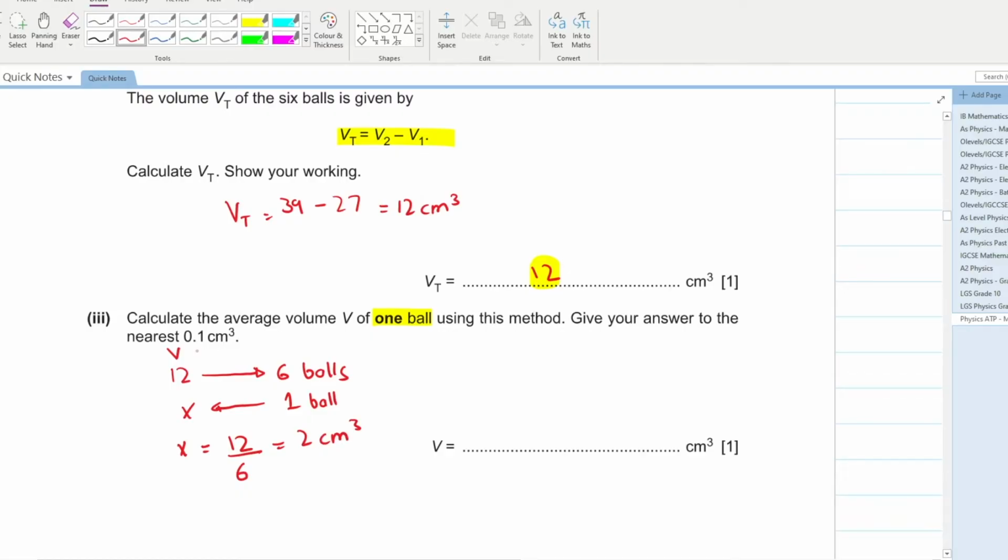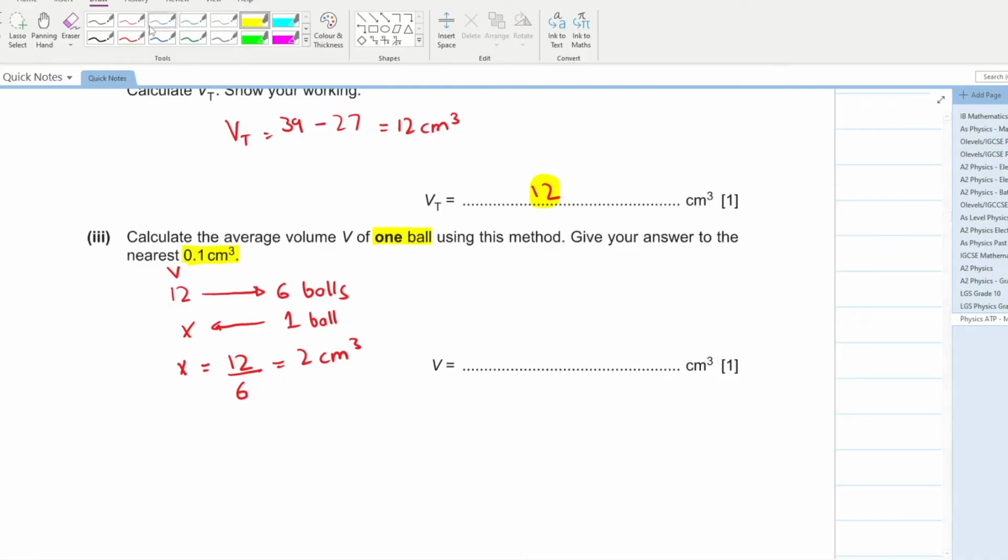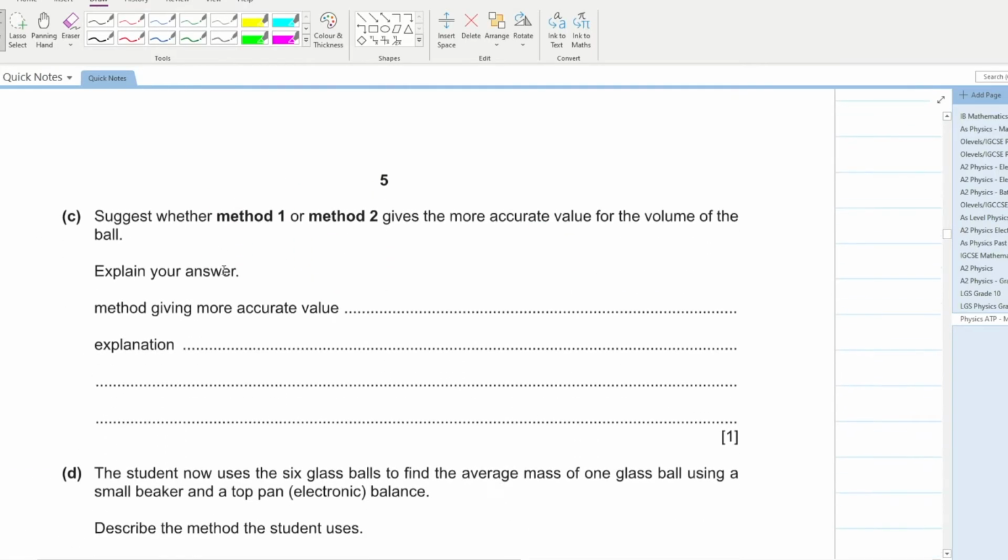Now there is a catch here. You have to give your answer to the nearest 0.1 cm cubed. Since we have no decimals here, what will we do? We will place 0.0 here to meet the requirements of the answer. Let's further move ahead.